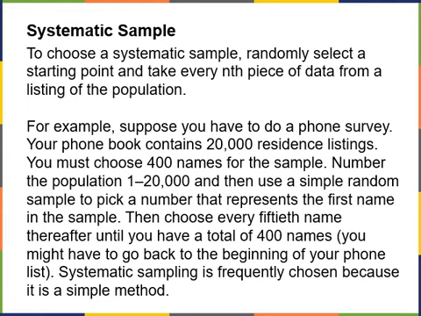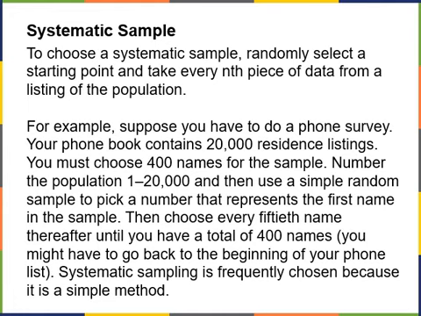A systematic example is where we randomly select a starting point and take every nth piece of data from the listing of a population. Okay, so how this works is, let's say you have to do a phone survey. Your phone book contains 20,000 residence listings. So your thing here is you're going to try to choose 400 names for the sample. You number the population 1 to 20,000, and then you use a simple random sample to pick a number that represents the first name in the sample.